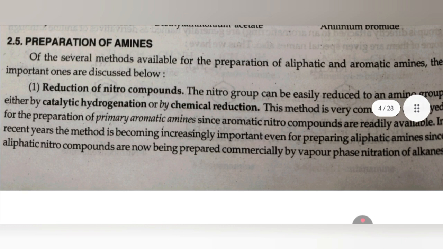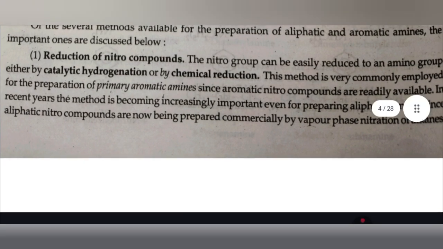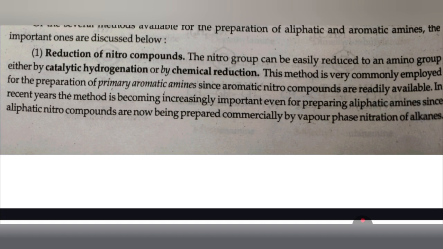Preparation of amines. Of the several methods available for the preparation of aliphatic and aromatic amines, the important ones are discussed below. First is reduction of nitro compounds. The nitro group can be easily reduced to an amino group either by catalytic hydrogenation or by certain chemical reduction. This method is very commonly employed for the preparation of primary aromatic amines since aromatic nitro compounds are readily available. In recent years, the method is becoming increasingly important even for the preparation of aliphatic amines, since aliphatic nitro compounds are now being prepared commercially by vapor phase nitration of alkanes.